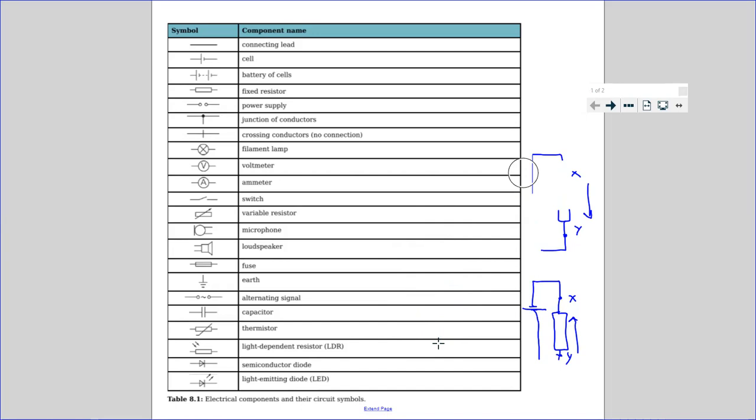Any other symbol? I'm familiar with the rest. Okay, that's good. Okay, so as we move forward, have a look at what we have.